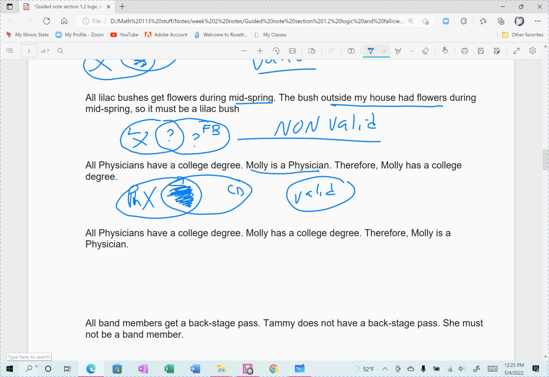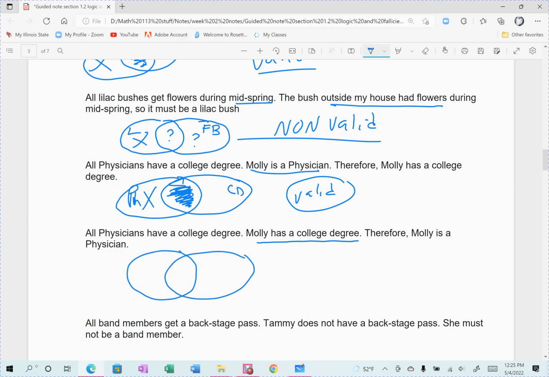All right, well, what if we flipped it around? The same first premise, all physicians have college degrees, but this time my second premise is Molly has a college degree. My conclusion is Molly is a physician. Well, let's see if that's valid or not.